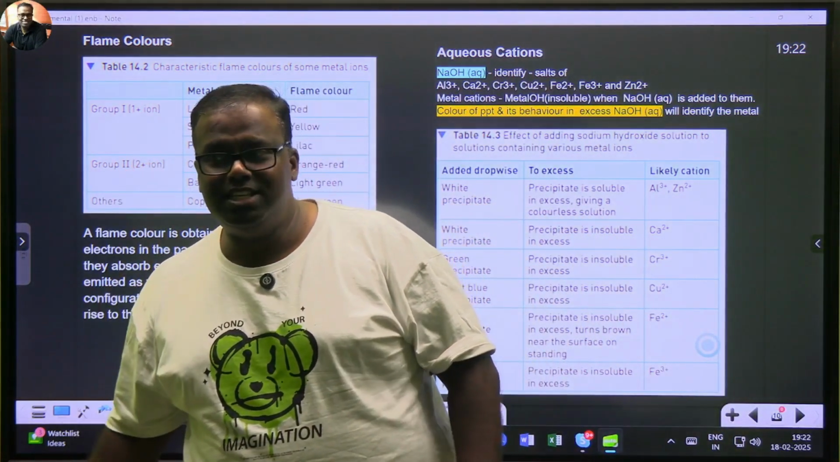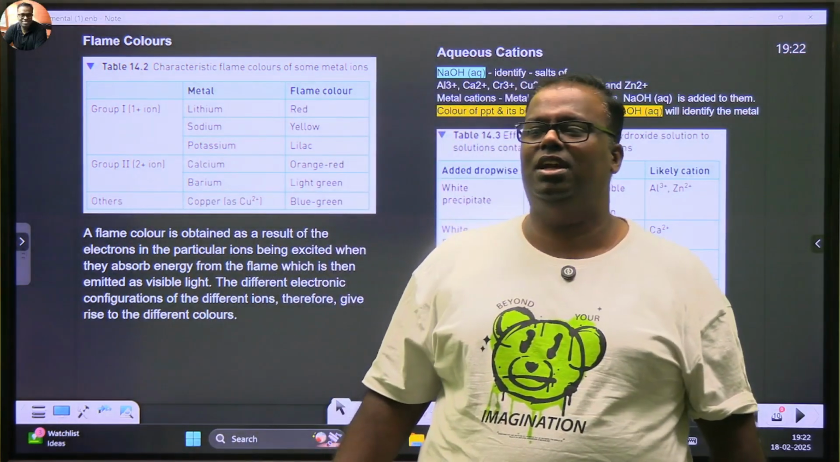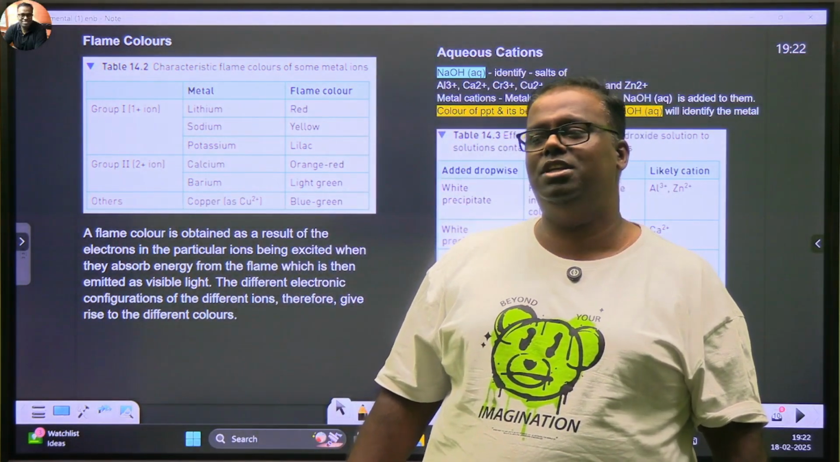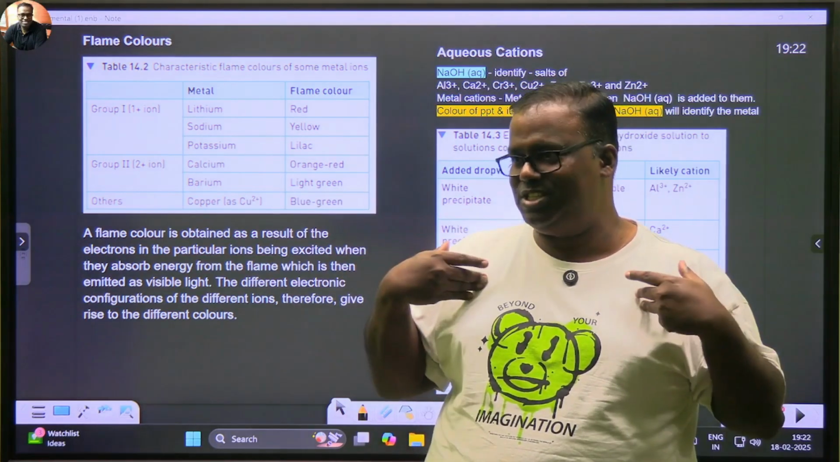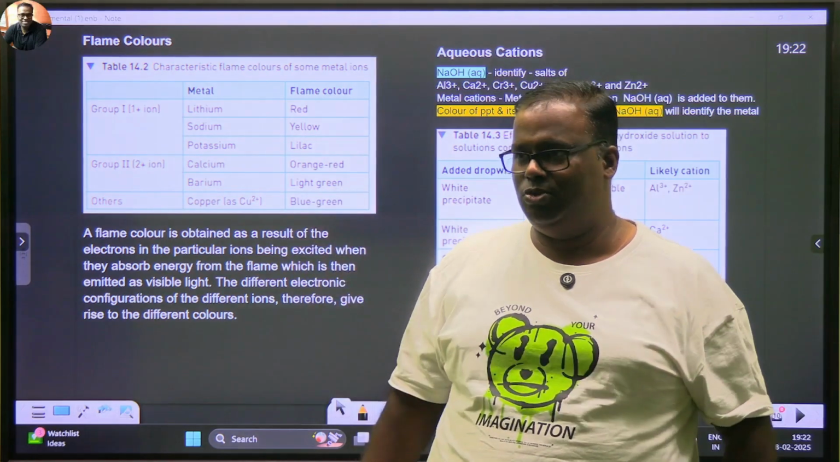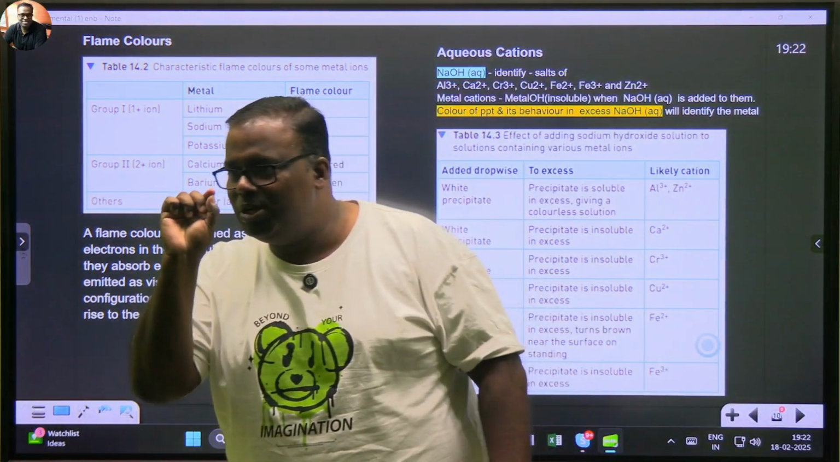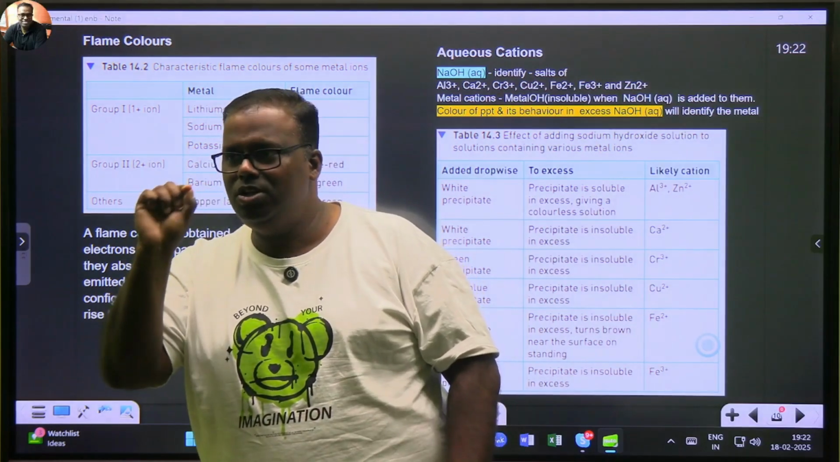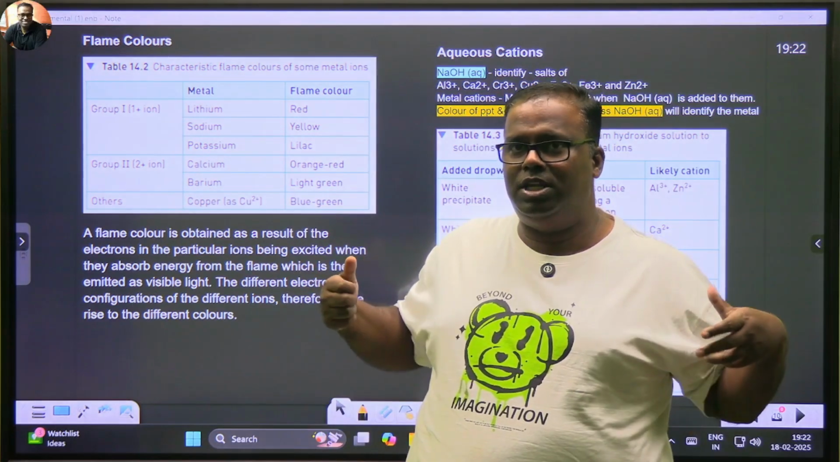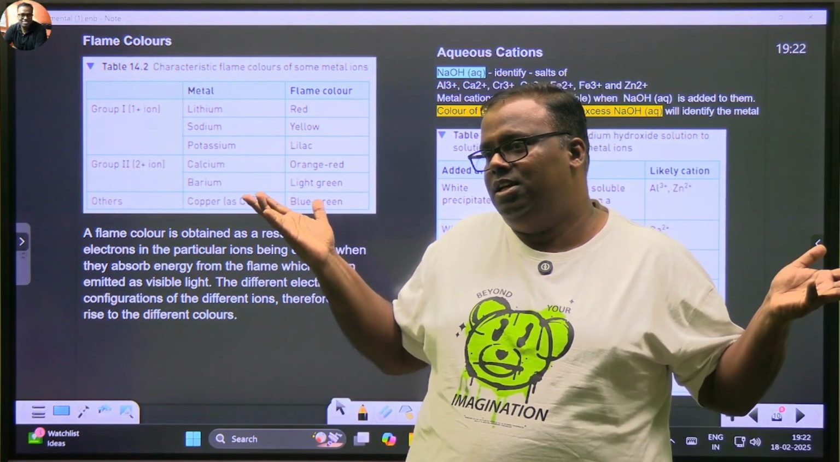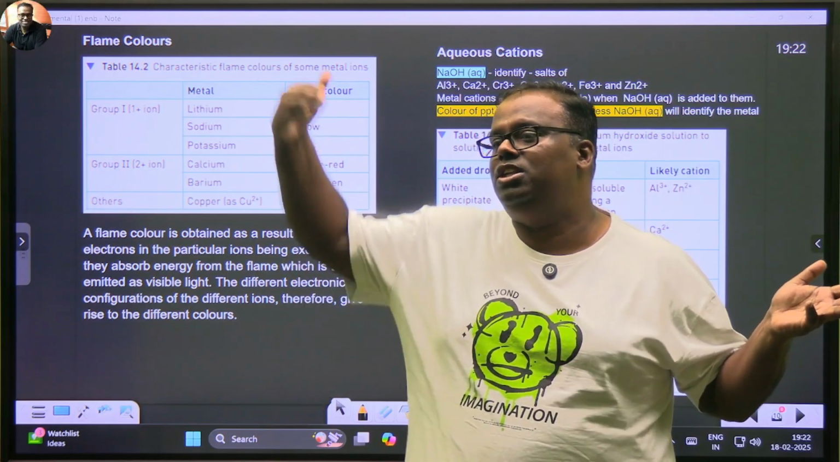Now the question arises, sir, does everyone emit color? Everyone emits a radiation. For some, the radiations are in the visible zone, which we see. For some, we don't see. So what happens when you are heating a particular sample? You are actually supplying energy. So the electron absorbs that energy and starts getting excited. So the electron jumps from one shell to the other shell.